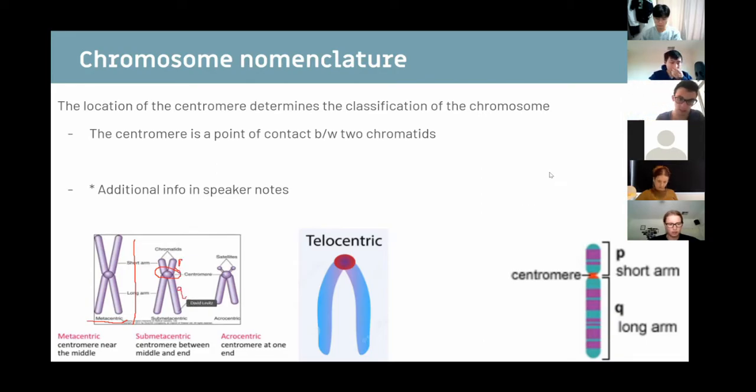And acrocentric is when the centromere is at one end. These have what are called satellites, and they're often lost during mitosis or meiosis. So it's important to keep that in mind. Next slide.